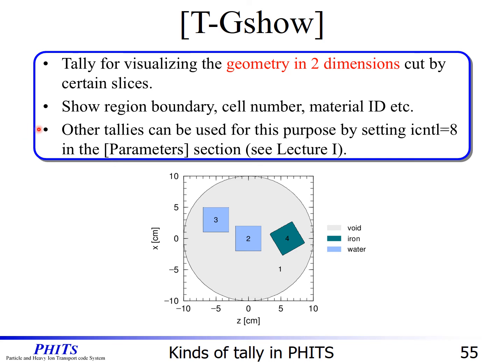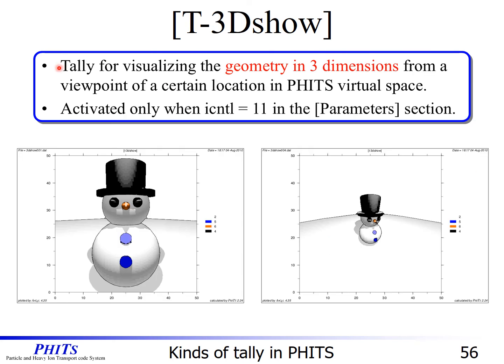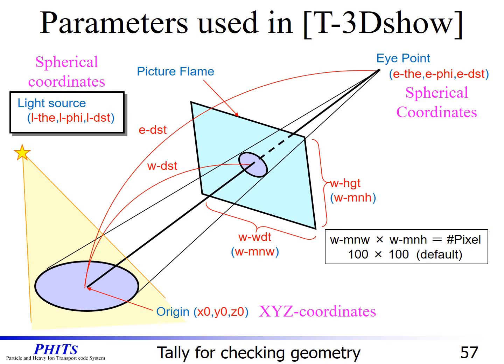Other tallies with G-show parameter can be used for this purpose by setting I control equals 8 in the parameters section. 3D show tally is for visualizing the geometry in 3 dimensions from a viewpoint of a certain location in PHITS virtual space. It is activated only when I control equals 11 in the parameters section. Here is shown the relation of parameters of 3D show tally. The names of parameters are written in red. These parameters define conditions of eye point, light source, origin, and picture frame.